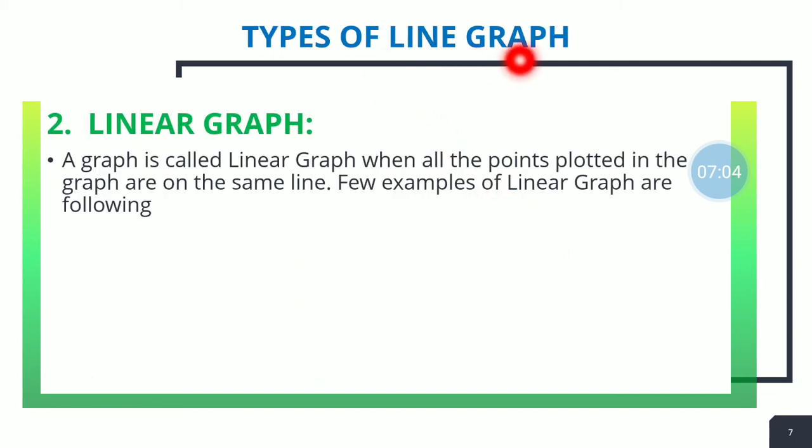Types of line graph. The first one, linear graph. A graph is called a linear graph when all the points plotted in the graph are on the same line. A few examples of linear graph are the following.